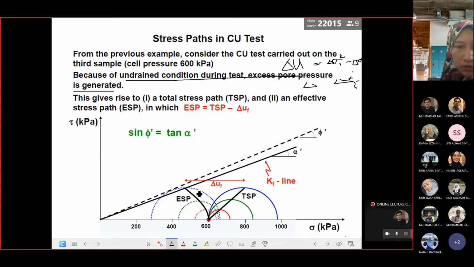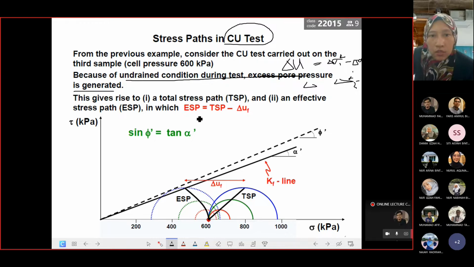Because if you look closely at this, when we want to plot the stress path, we only want to represent this line, the black line, the ESP and also the total stress path. So in the consolidated undrained case, you will have stress paths in ESP and also TSP. T is the total stress path, E the effective stress path. However, to show it in a simple way, they explain to you with the graph tau versus sigma. This gives rise to a total stress path and effective stress path, in which ESP is equal to TSP minus the final pore pressure delta. So another relationship to relate the failure line of the Mohr circle and the stress path, we can use this one.